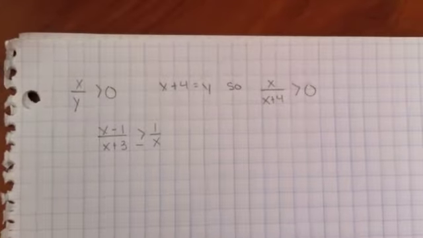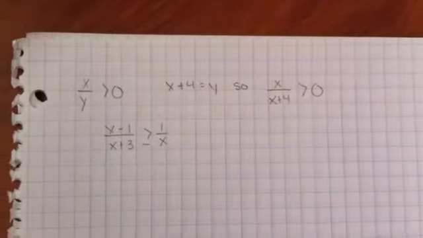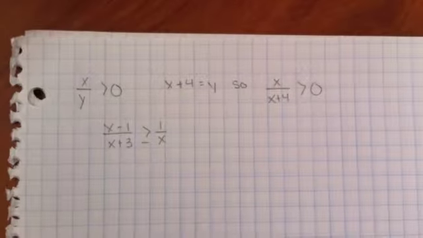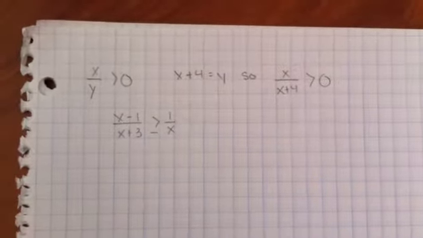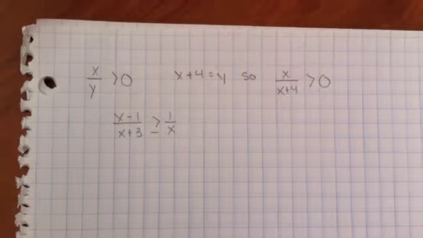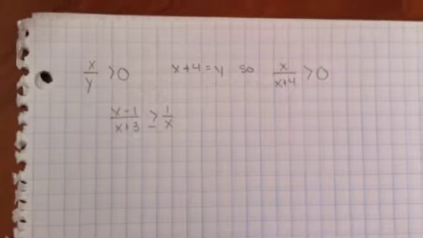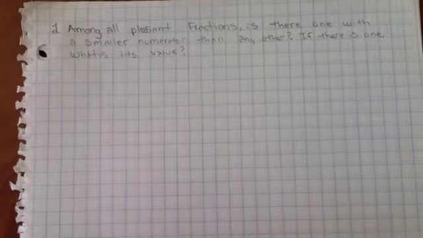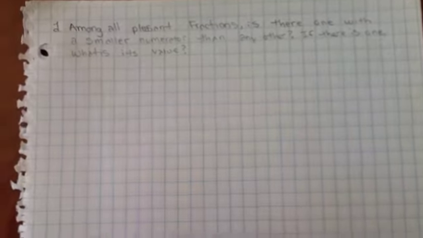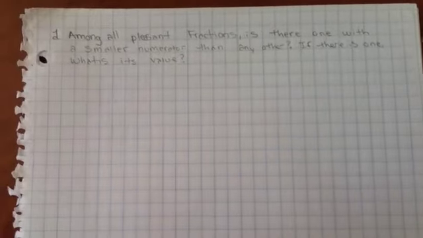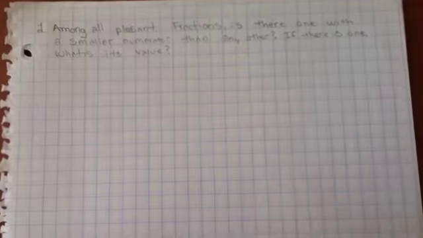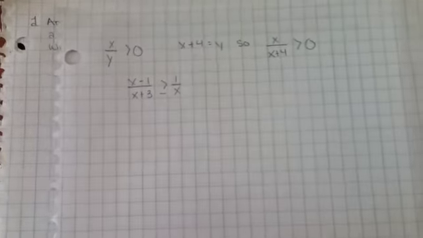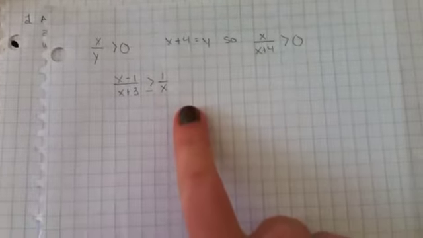Solutions of the pleasant fraction problem: x over y is greater than 0, x plus 4 equals y, so x over x plus 4 is greater than 0, and x minus 1 over y minus 1, or x plus 3, is greater than or equal to 1 over x. First problem in the pleasant fractions problem: among all pleasant fractions, is there one with a smaller numerator than any other? If there is one, what is its value? Again, these are the restrictions, and we need to keep these in mind to solve this problem.